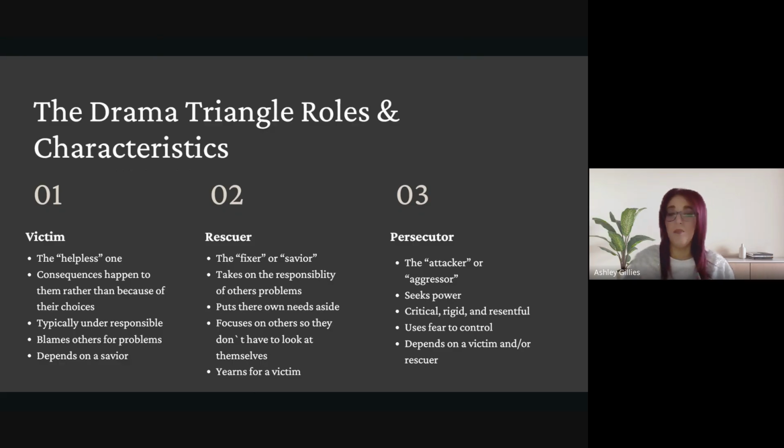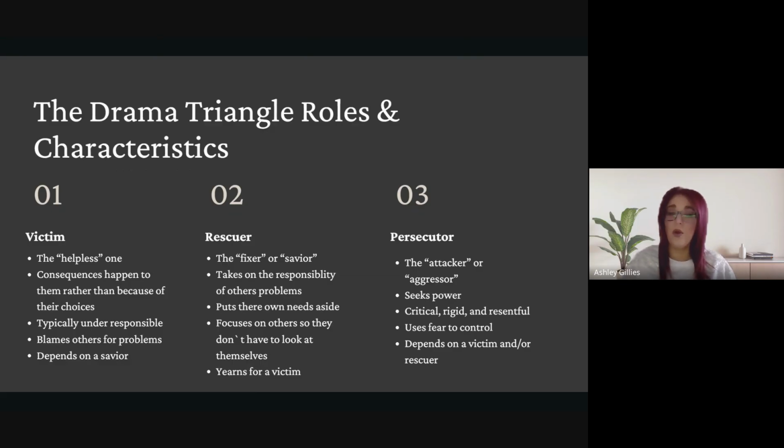Okay, so your victim. We're just going to go over a little bit of characteristics of each one. Your victim is the helpless one. Consequences happen to them rather than because of their choices. They are typically the very under-responsible people within your system or your household or your family or your friendships. They blame other people for their problems and they depend on that savior, that rescuer. They always want to be rescued. They always want the validation. Anybody that knows me knows victims do not do well in my kind of therapy because I'm not going to validate things that don't make sense. Victim is a very hard role to get out of.